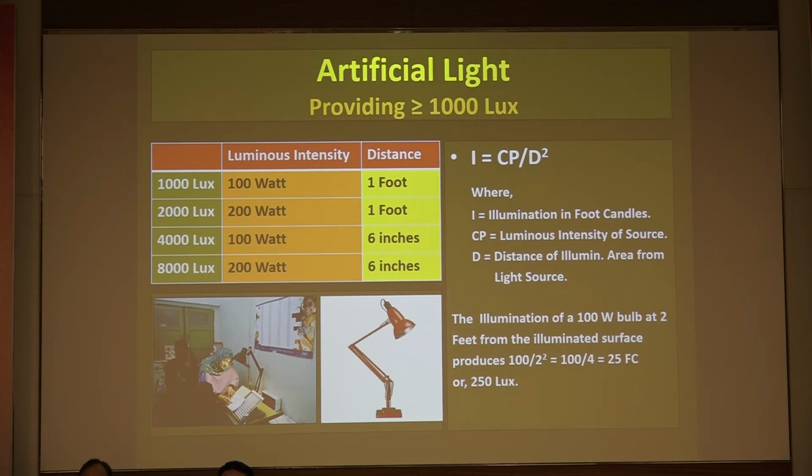And if you're using a 100-watt bulb in the lamp, and you're using it 2 feet away from the book which is being read, then this formula gives you a calculation of 250 lux of illumination. If you want to increase it, you bring the lamp closer to the book, and with the same wattage of bulb, 100 watts at 1 foot, you get 1000 lux of illumination. So when you play with the distance and the wattage of the bulb, you can produce as much as 8000 lux of illumination on the object of regard. So this is how you manage the artificial light sources.